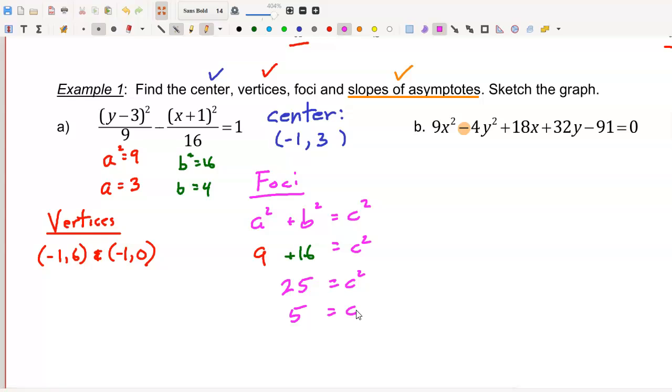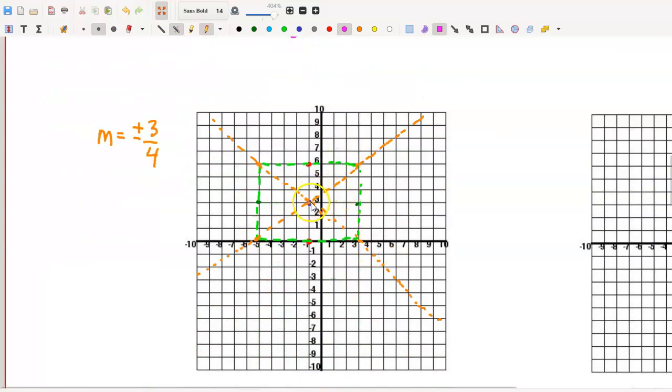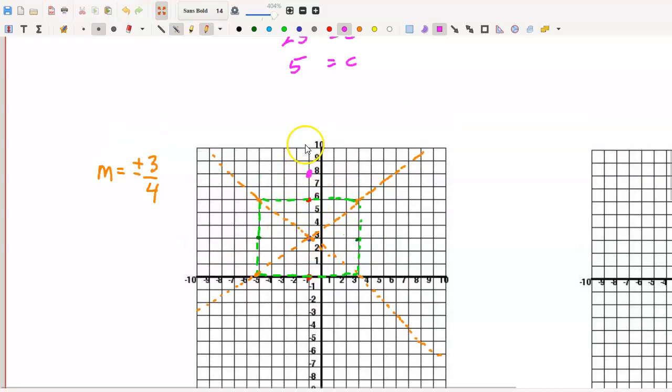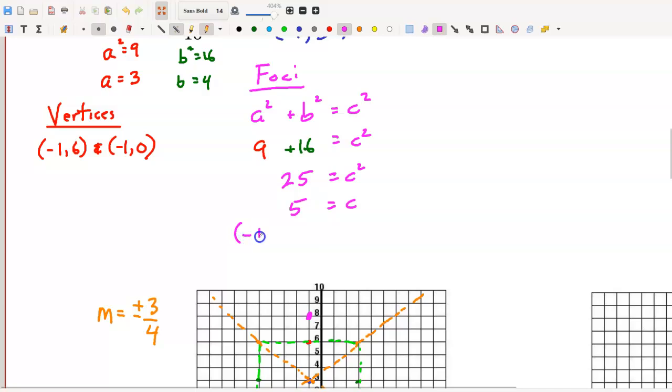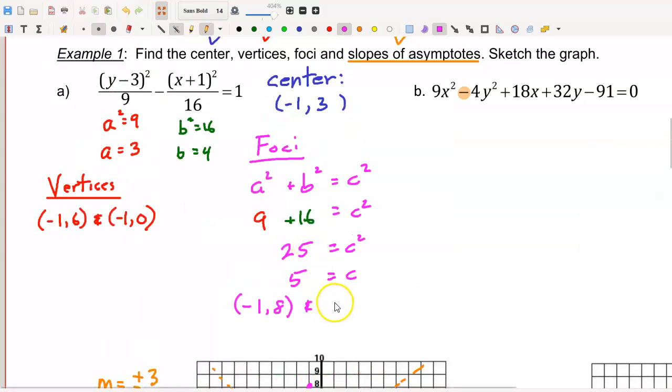So from the center towards the direction it's opening, up and down, we're going to go 5. So from the center, I'm going to go up to here at -1, 8. Then go 5 down to, let's see here, -1, -2. Yep, -1, -2. Good.